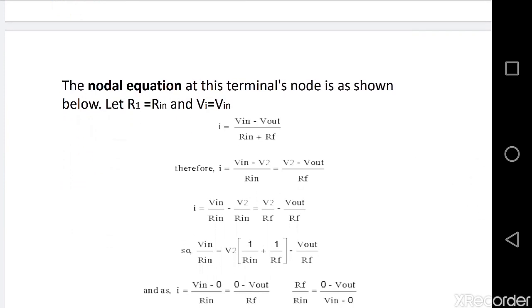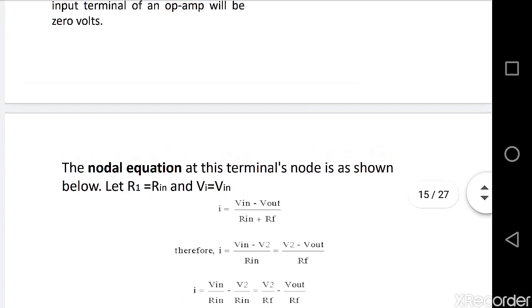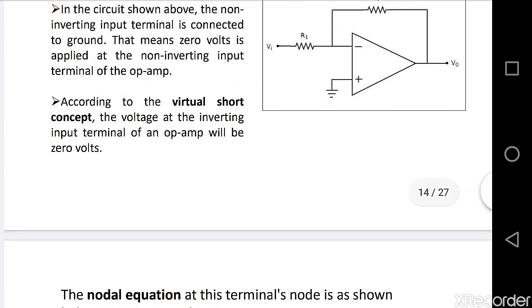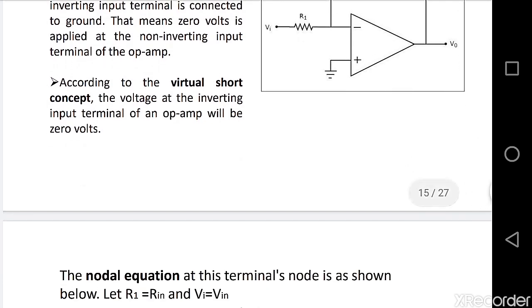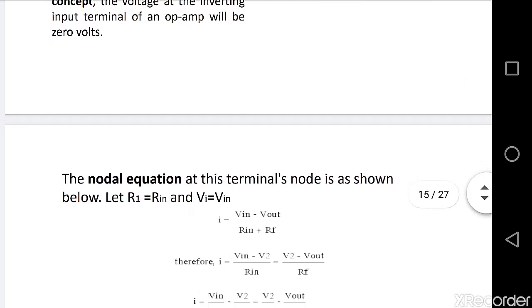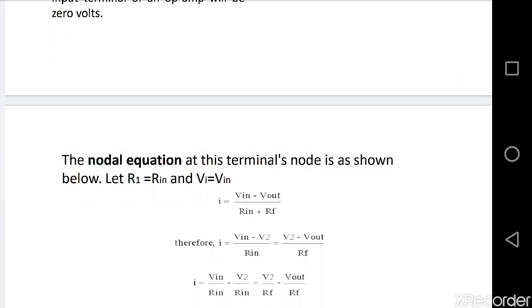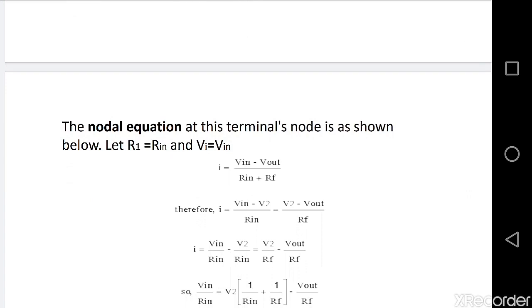Next, the nodal equation at this terminal node is shown below. In the diagram we'll see resistors R1 and RF, and voltages Vi and Vo. Vi is the input voltage, Vo is the output voltage. Let us consider R1 as Rin, the input resistor. Next, let us consider Vi as Vin.